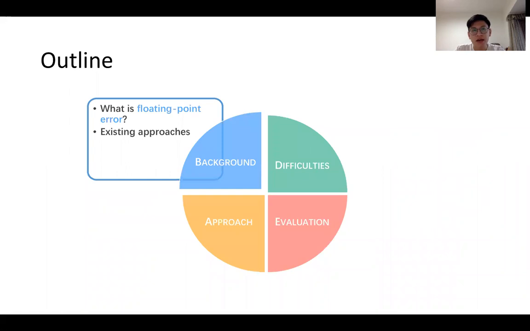And this is the outline of this talk. In the first section, I'm going to introduce floating point errors and most existing approaches to do that.